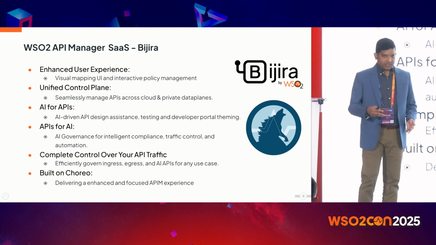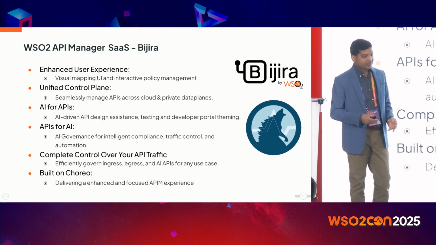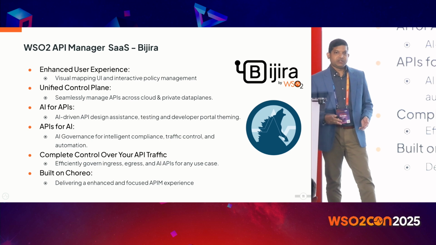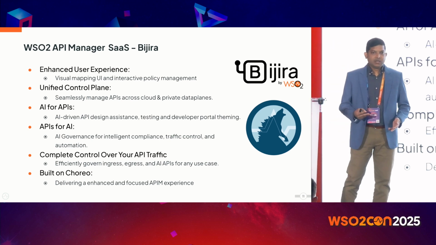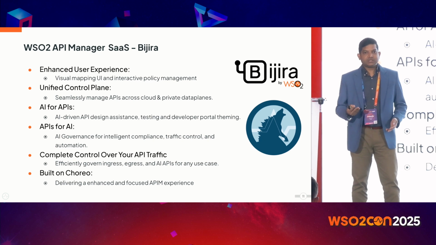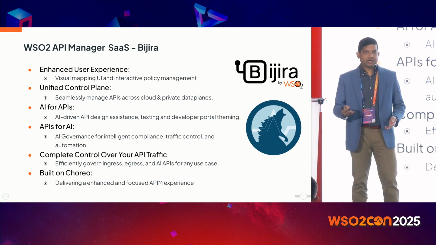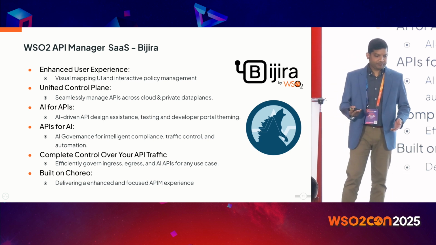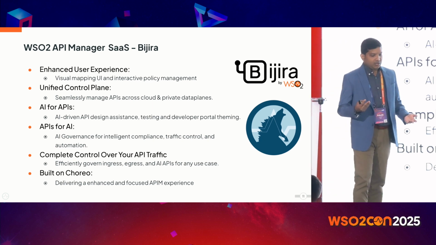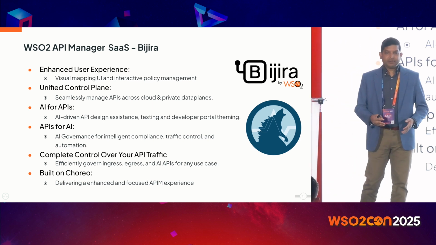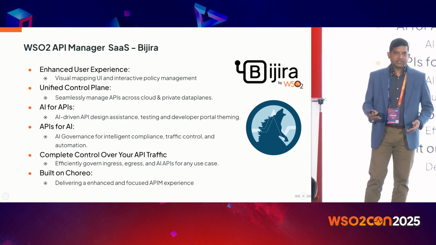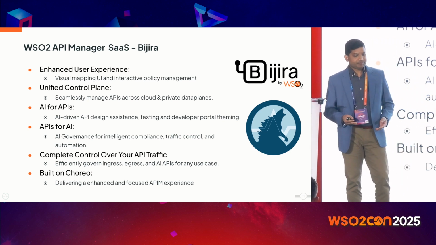We'll be doing a hands-on session on this one. And then we have APIs for AI, which basically talks about AI governance. By just providing a document, you can enforce API governance on all the APIs that are in the system. And then we basically control your API traffic, which lands across ingress, egress, and AI APIs.